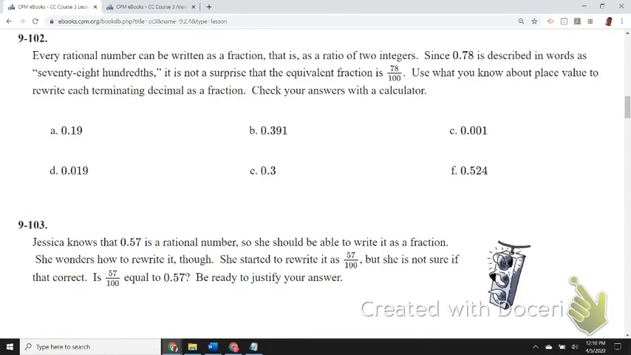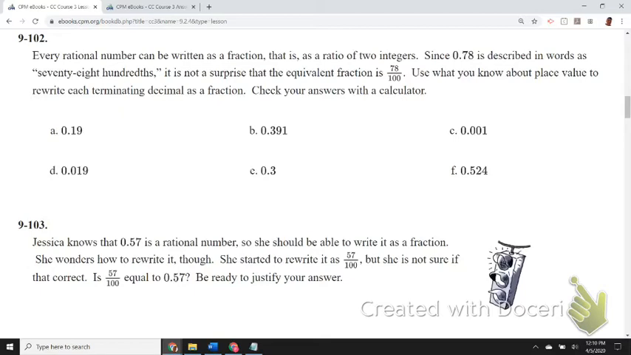102 has 6 more decimals. Okay, so let's read this. It says every rational number can be written as a fraction, that is, as a ratio of 2 integers. Since 0.78 is described in words as 78 hundredths, it's not a surprise that the equivalent fraction is 78 over 100. Use what you know about place value to rewrite each terminating decimal as a fraction. Check your answers with a calculator.